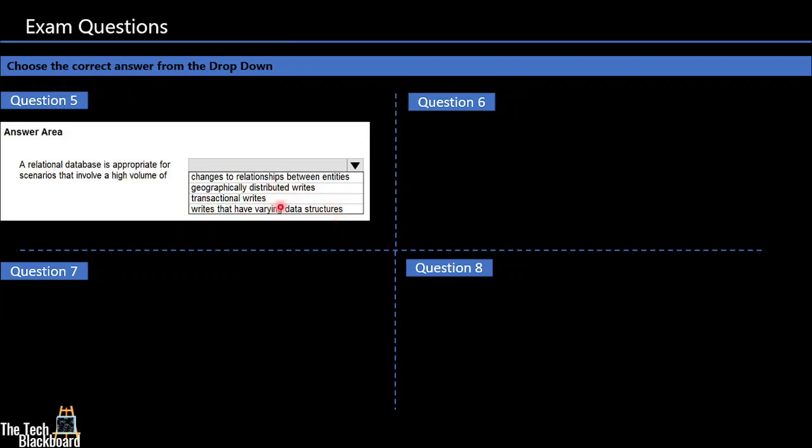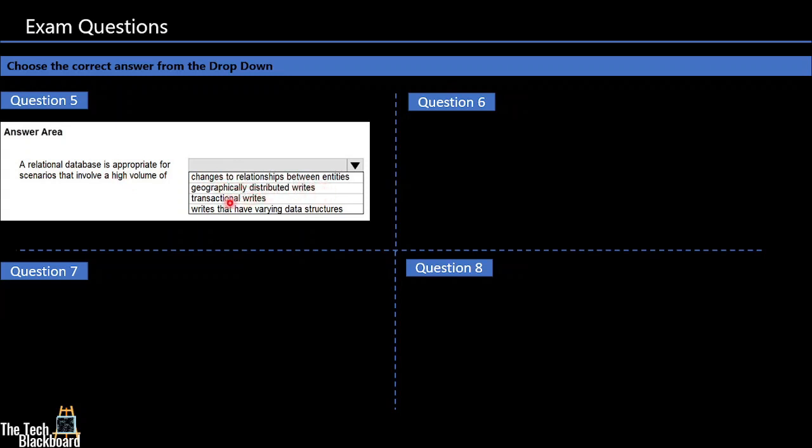Now, if you look at this question very carefully, you will see the keyword is relational database. Looking at the properties of a relational database, changes to relationship between entities. This is not the right option because when it's a relational database, you don't want to change relationship between your entities very frequently. The second option says geographically distributed writes. We all know how difficult it can be to distribute a relational database geographically. So definitely this is not the right answer.